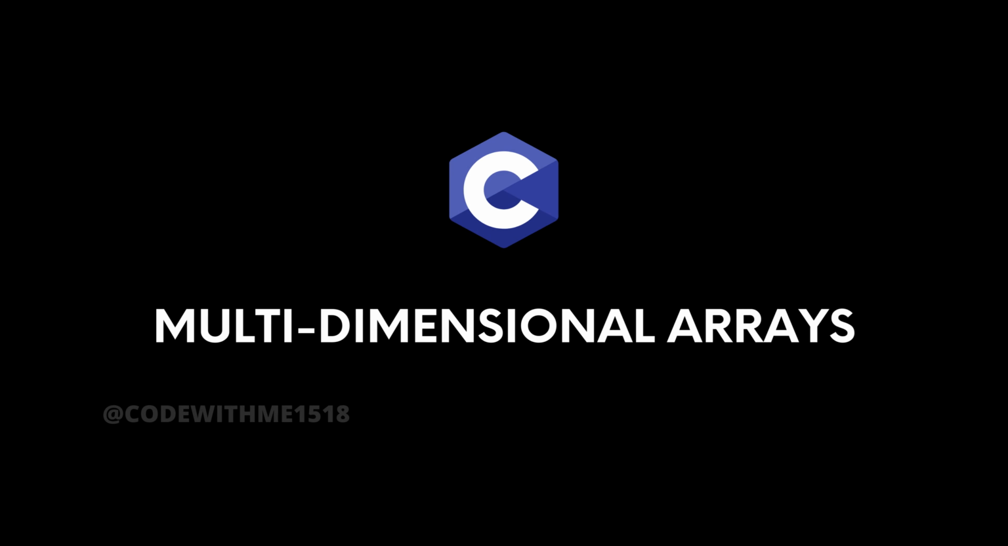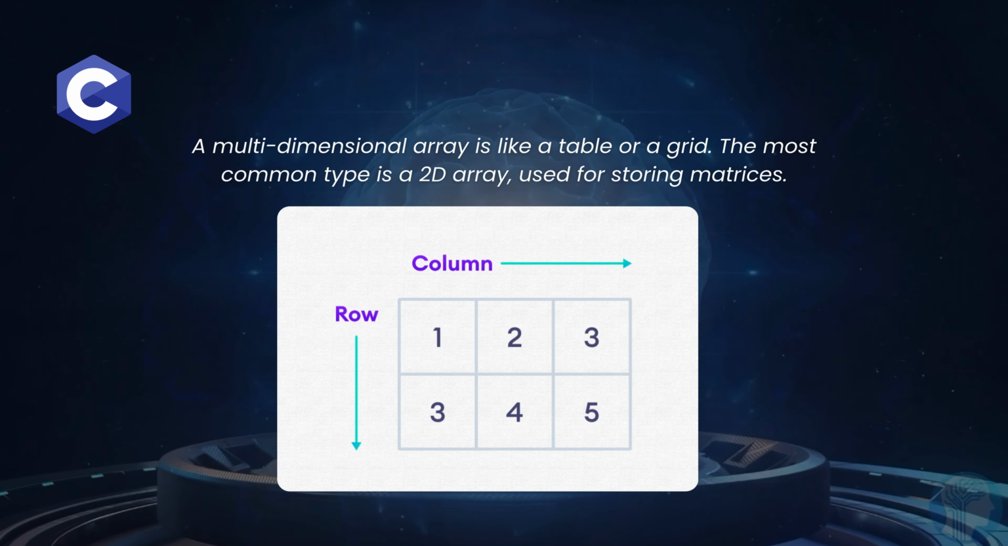Multi-dimensional arrays. A multi-dimensional array is like a table or a grid. The most common type is a 2D array, used for storing matrices. Example, storing a 3x3 matrix.